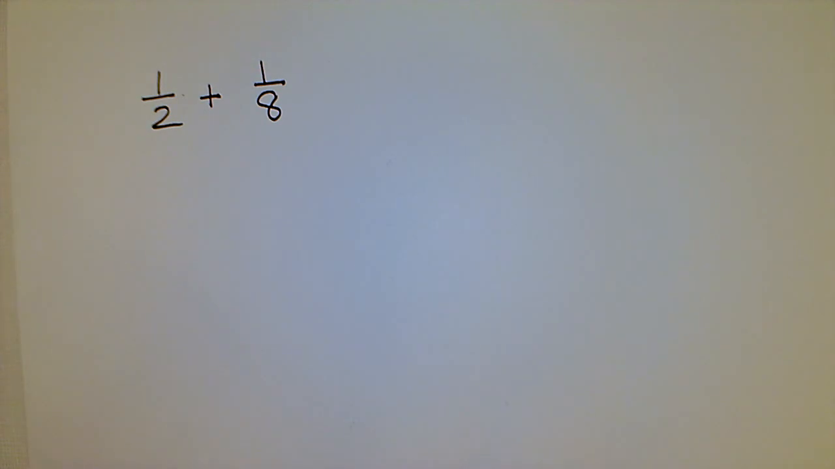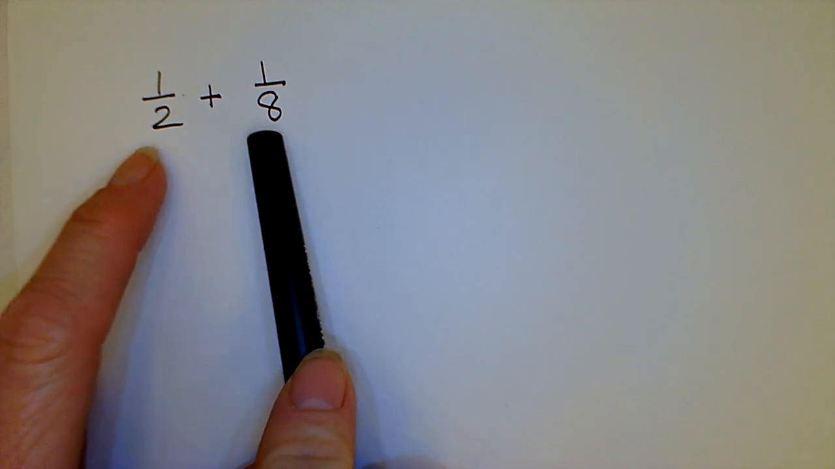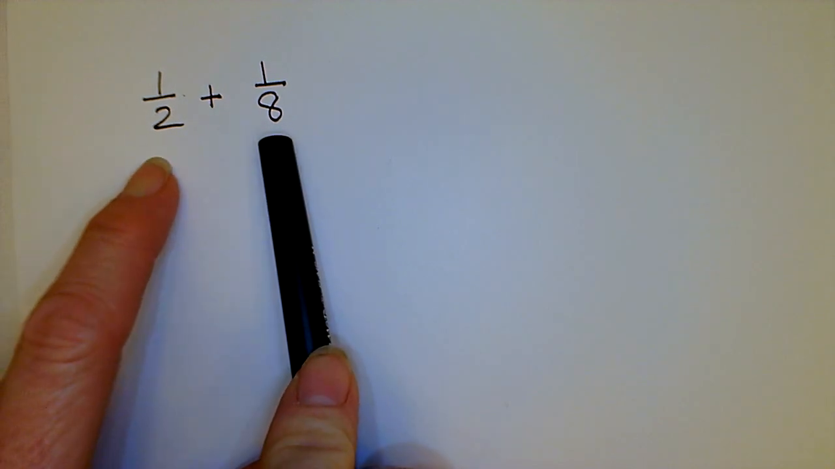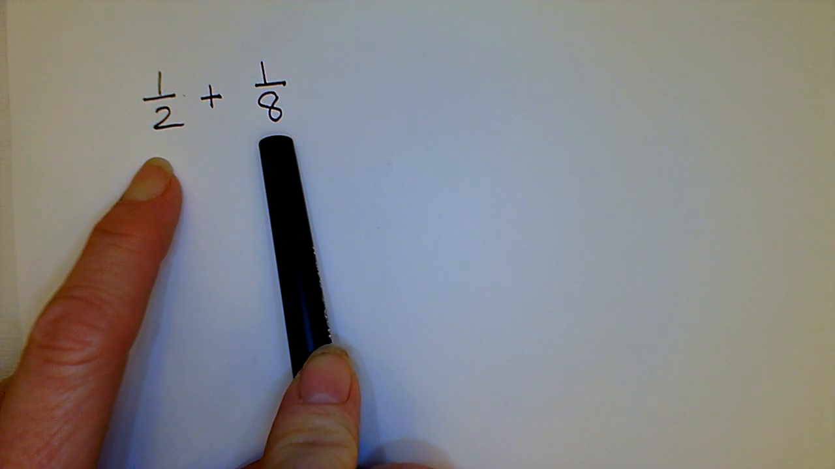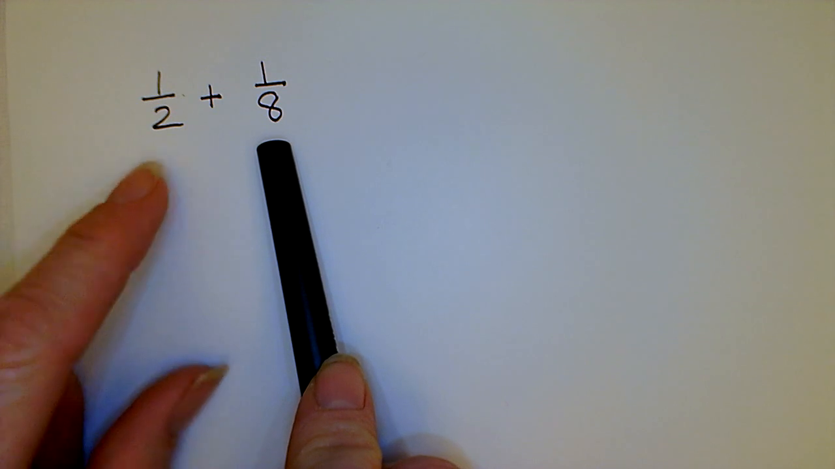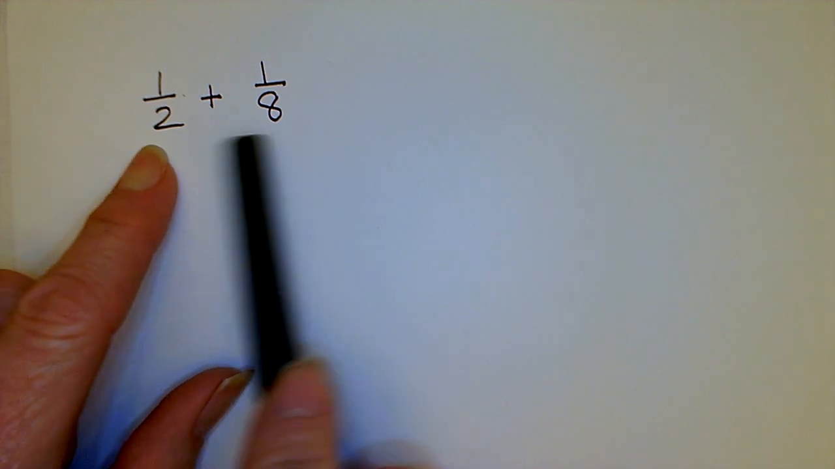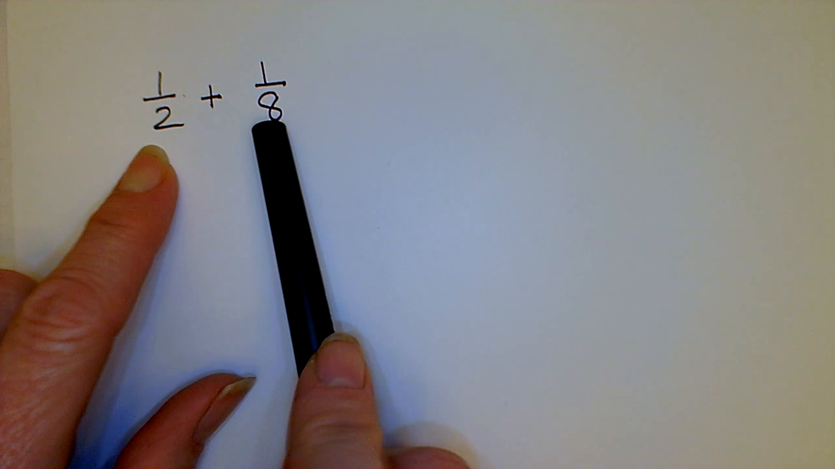So again, what I'm seeing is that my two units, or my two denominators, are different. They're not the same. And so I can't just go and add them. I can't just say 1/2 plus 1/8 because I need to have common units. So what I also see is that 8 is a multiple of 2. I know that 2 times 4 is 8.